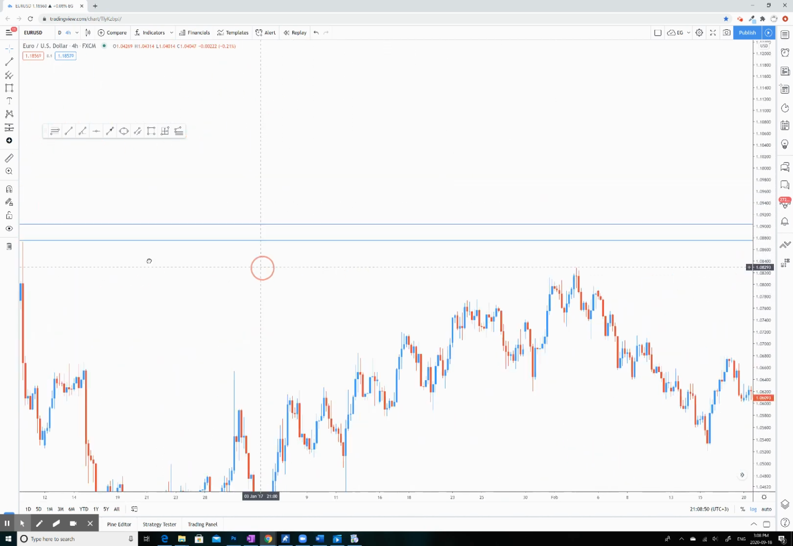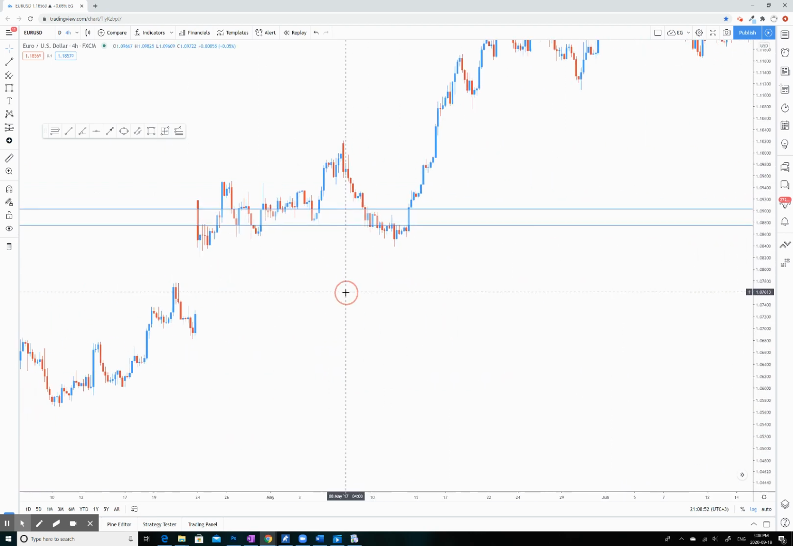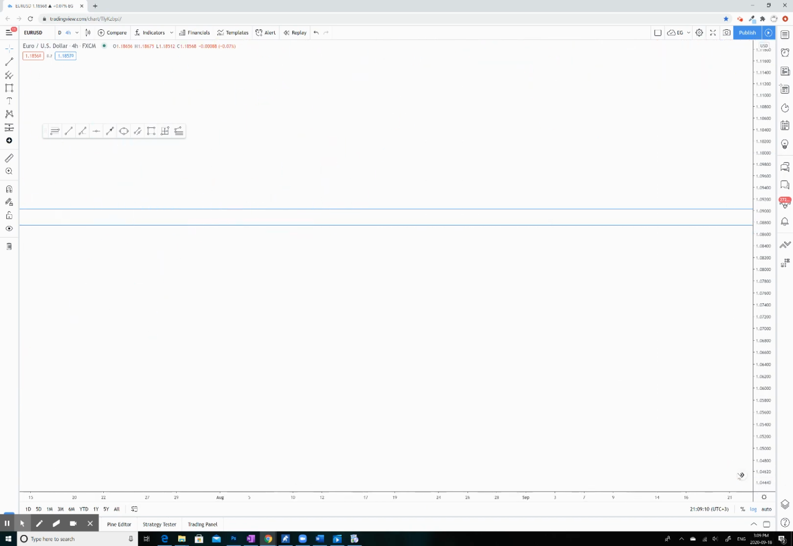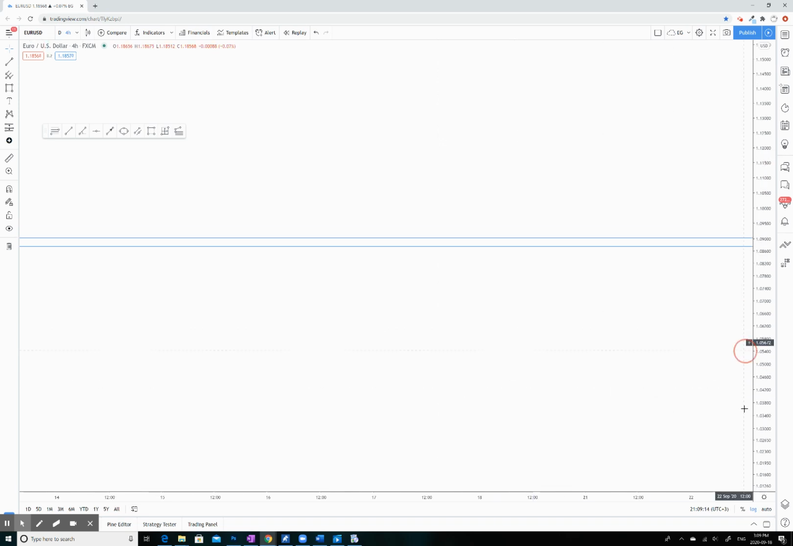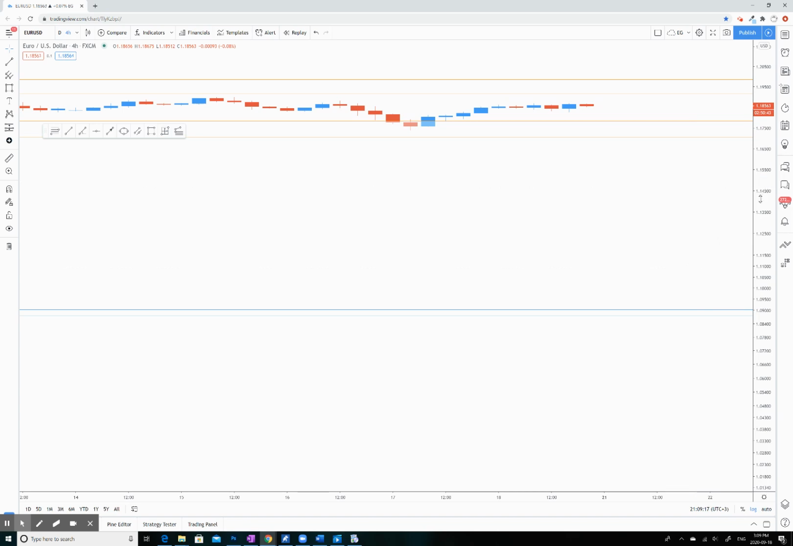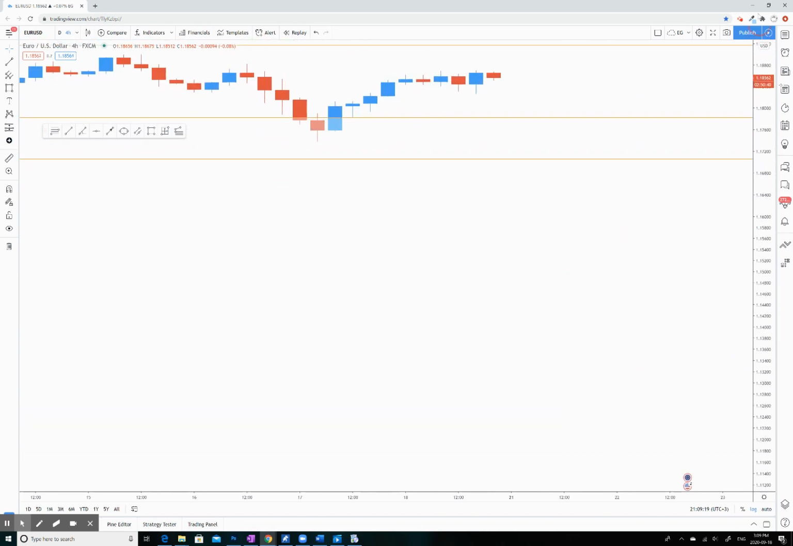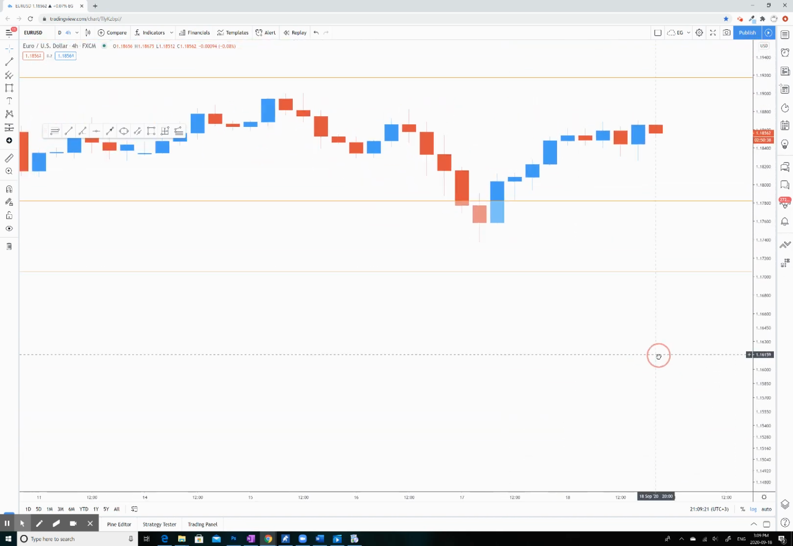So I am seeing this happen quite a few times. I wouldn't consider this personally a very strong level because there are many times I can see price didn't respect it. So I wouldn't consider this a major zone or a key level by any stretch of the imagination. I would use it as a support or a resistance, but again, definitely wouldn't consider it a major area and it's not as accurate.